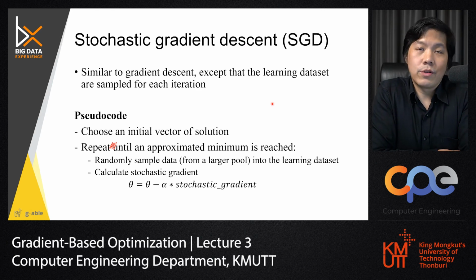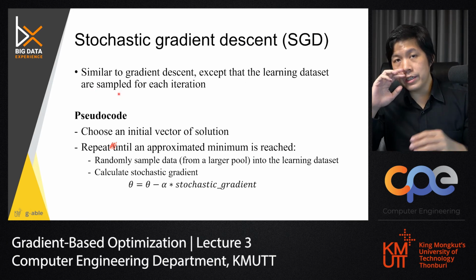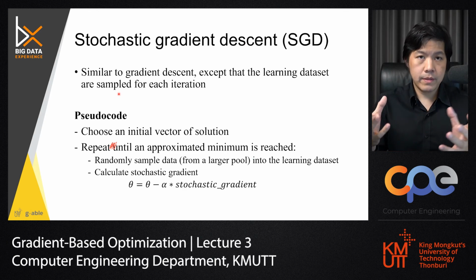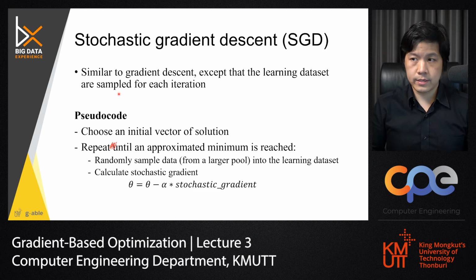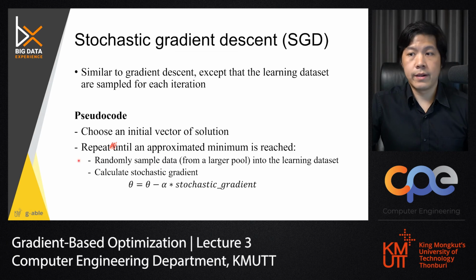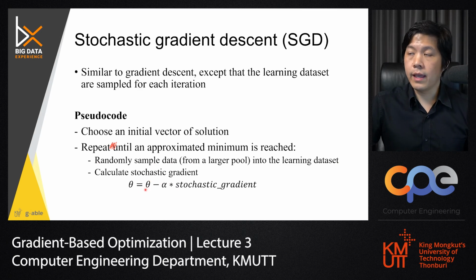Your first assignment is to implement stochastic gradient descent. This is similar to gradient descent, except that you are learning from a sampled dataset. In each iteration, rather than using the whole dataset, you sample just a batch of it, like 10%, a subset of the whole dataset. The idea is to first choose an initial vector for the solution, then repeat until you hit the stop. But instead of just calculating the gradient, you randomly sample the data from a larger pool, and then use that data to calculate the gradient. We call that the stochastic gradient. Multiply with the step size, update theta, and keep on going.